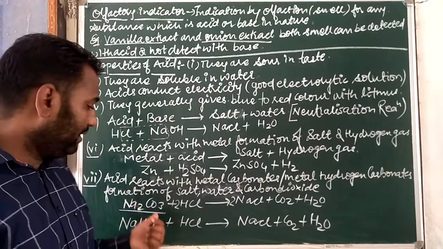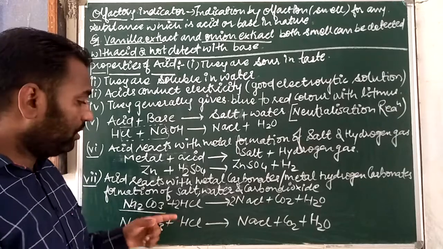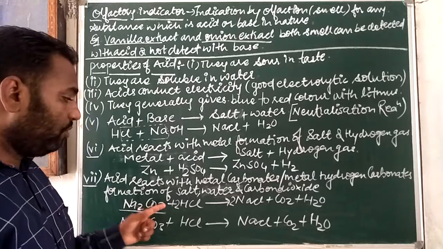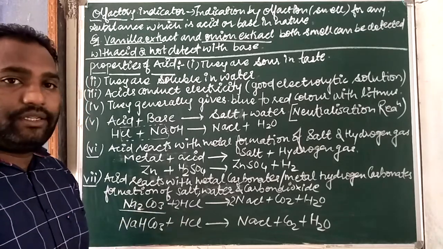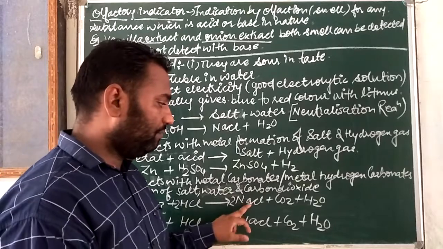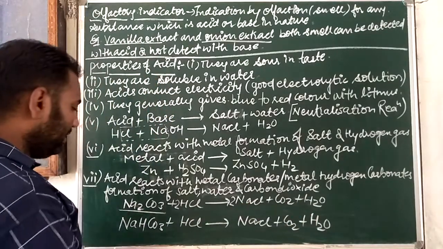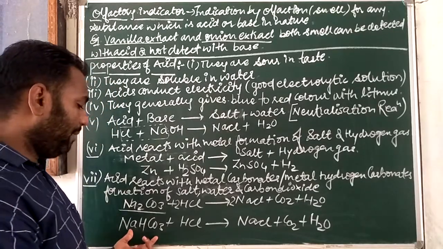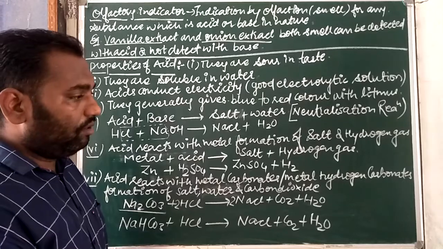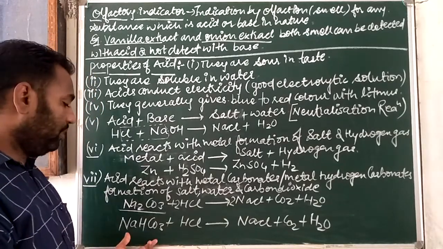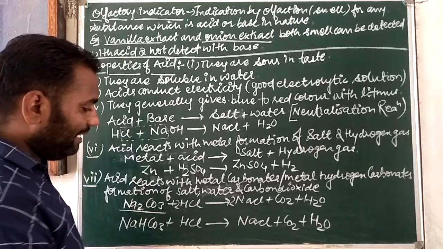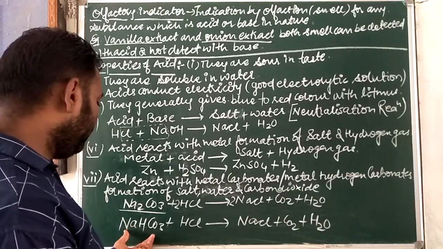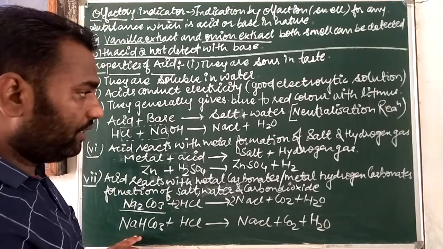When we add water to this, there is formation of washing soda. So this soda ash, it means Na2CO3, metal carbonate, sodium carbonate reacts with acid, formation of salt, carbon dioxide and water, and this is NaHCO3. So this is the sodium metal carbonate or bicarbonate, sodium hydrogen carbonate or bicarbonate. So when it reacts with HCl, formation of NaCl plus CO2 plus H2O.